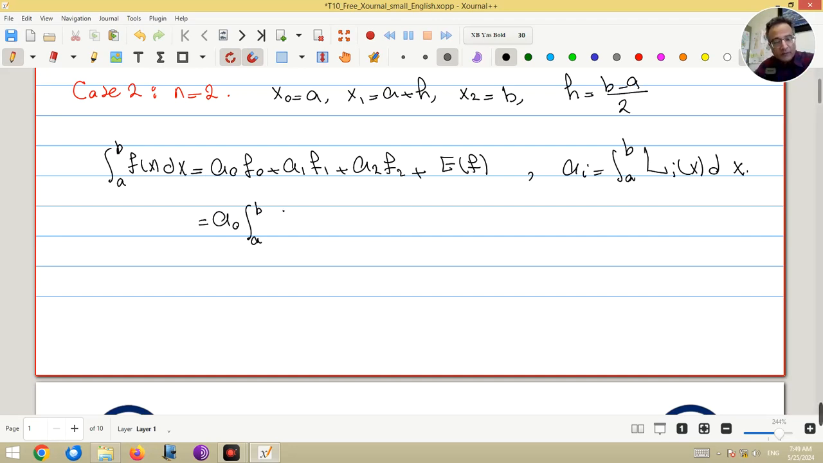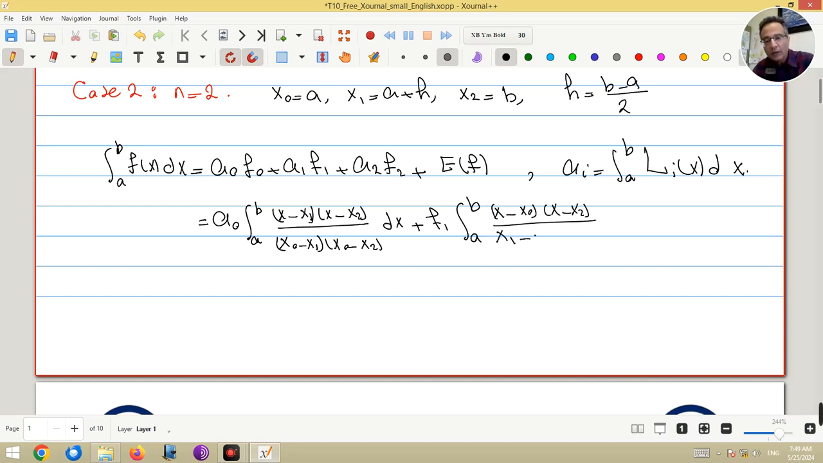integral from a to b of (x minus x1)(x minus x2) over (x0 minus x1)(x0 minus x2) dx, plus something similar for the second term, but just (x minus x0)(x minus x2) over (x1 minus x0)(x1 minus x2) dx, plus f2 times the integral from a to b of (x minus x0)(x minus x1) over (x2 minus x0)(x2 minus x1) dx, and I should add the E of f to this formula.